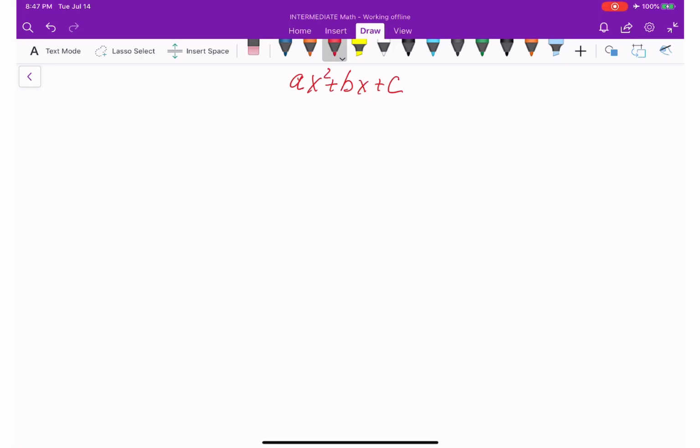So the formula ax squared plus bx plus c, you can factor it down as a times (x minus x1) and (x minus x2). I'm going to show you how to find x1 and x2.